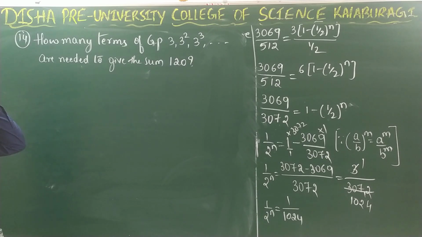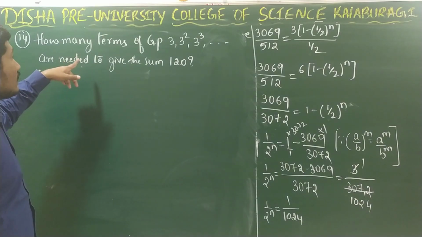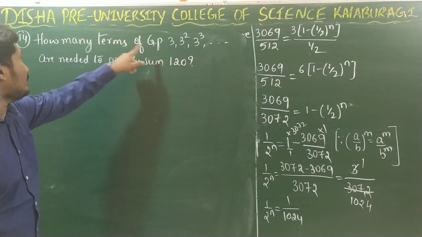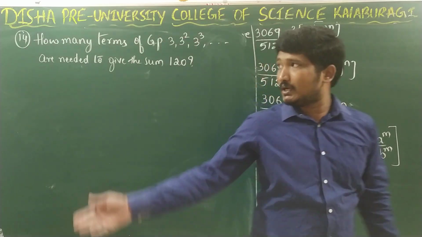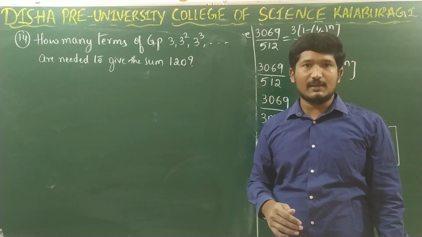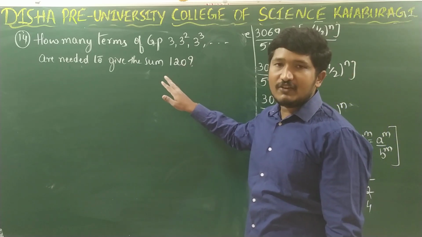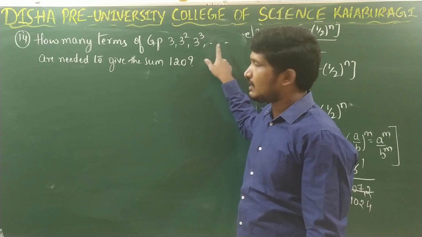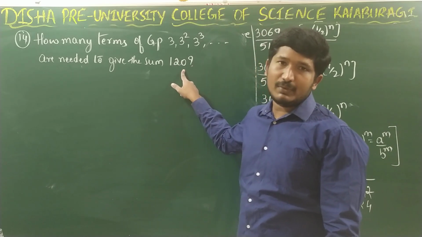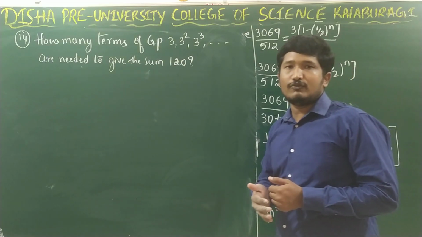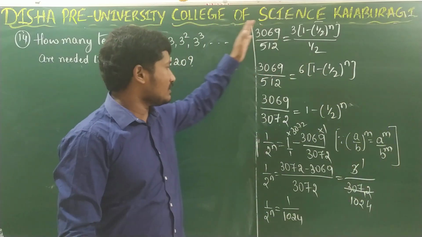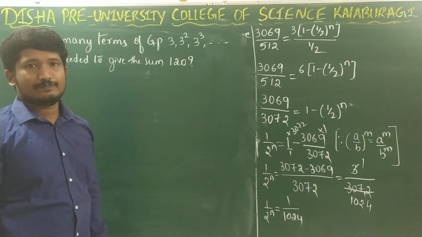See here, this problem is same as the previous one. Right, that is here also what we are about to calculate. How many terms of the GP are needed to give the sum 120? So just like the previous problem, that is 13th problem, it was also the same thing, right? So here the only difference is the geometric progression is different as well as the given sum is different. Here what you have to calculate again? You have to calculate the value for n. So just follow the same procedure as I have followed here, right?